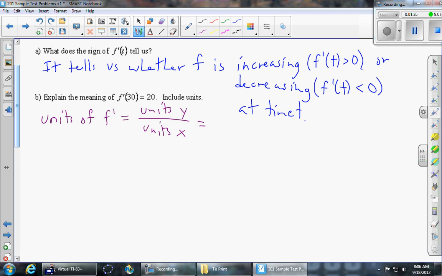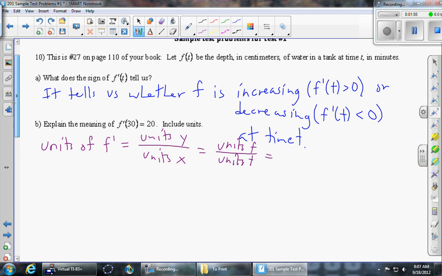In this case, we don't have x's and y's. We have t's and f's. So the upstairs is the units for f, and downstairs is the units for t. The independent variable is always the one that goes downstairs. All right, so let's see if we can write out what these units are in this problem. So it says f of t is the depth in centimeters. So f is in centimeters.